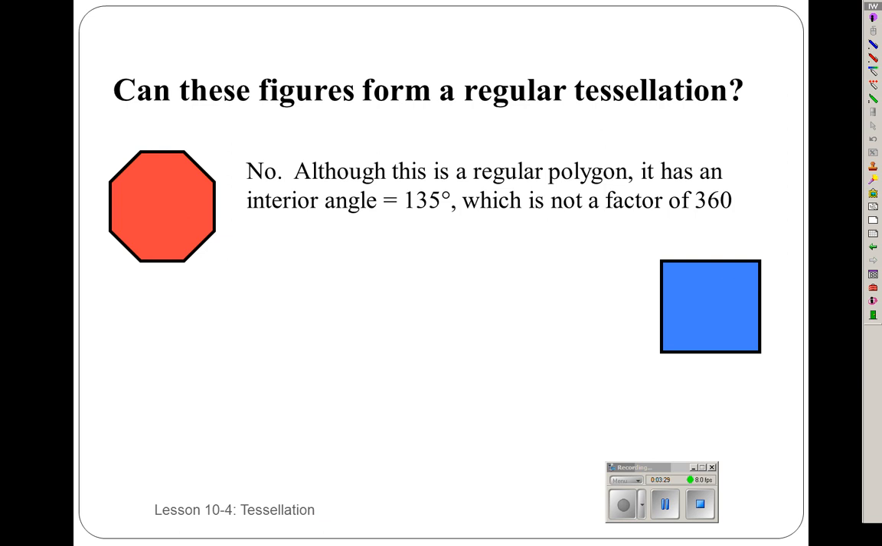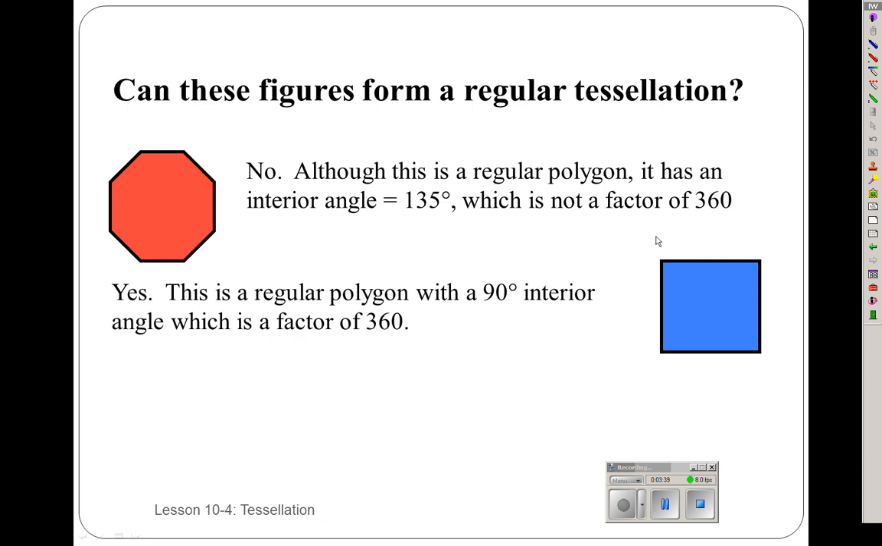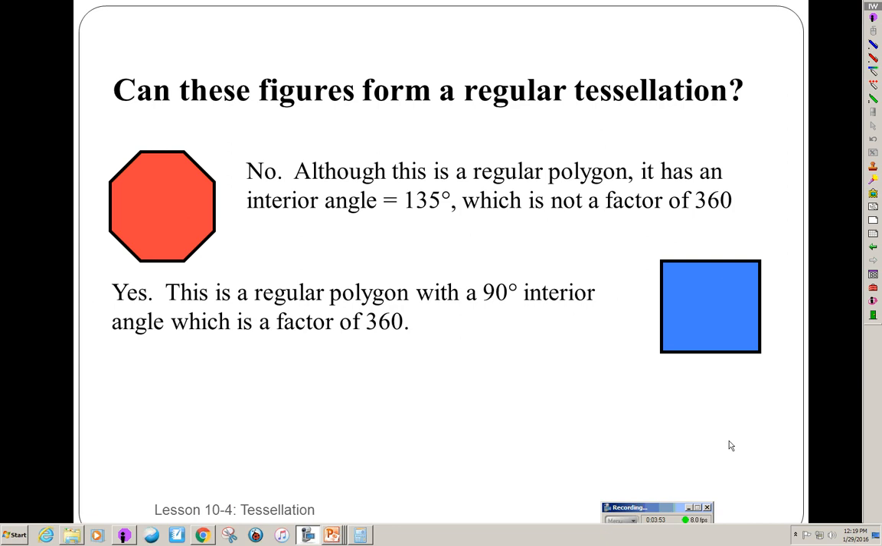How about a square? Well, 180 times 4 minus 2 divided by 4 is 90, and 90 is a factor of 360, so that's a yes. You can do a regular tessellation with a square. 90 is a factor of 360 because 360 divided by 90 is 4, so it divides evenly.